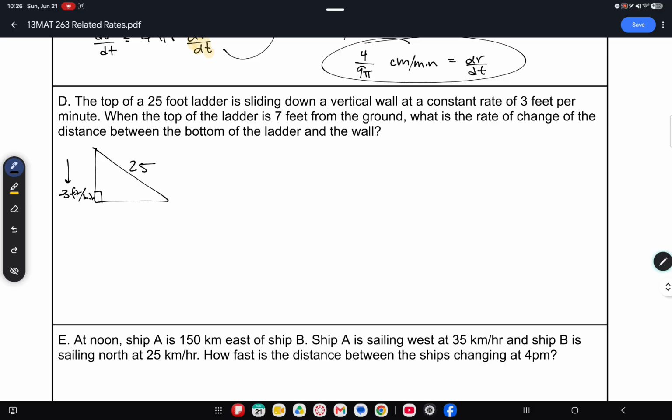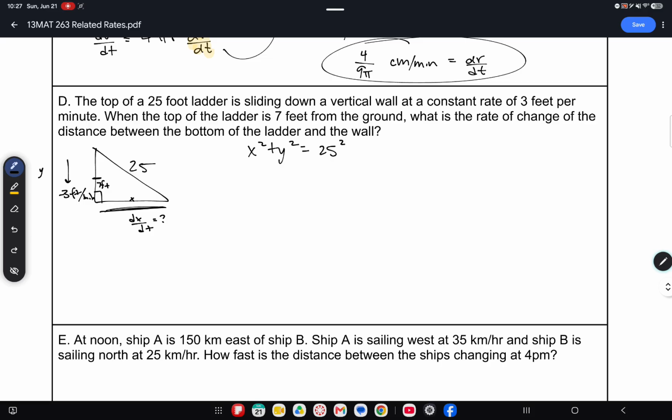When the top of the ladder is 7 feet from the ground, so it's moved 7 feet, what is the rate of change of distance between the bottom of the ladder and the wall? I want this distance. So I want dx/dt, that rate of change there, if I consider this the x and y direction, okay? So with right triangles, let's think of a formula that we might be able to use. Pythagorean theorem should come to mind, right? x squared plus y squared. And in this case, we have a fixed value of 25, so 25 squared.